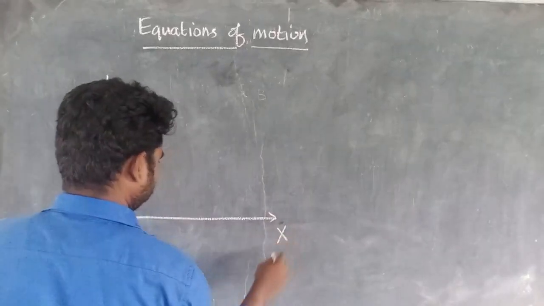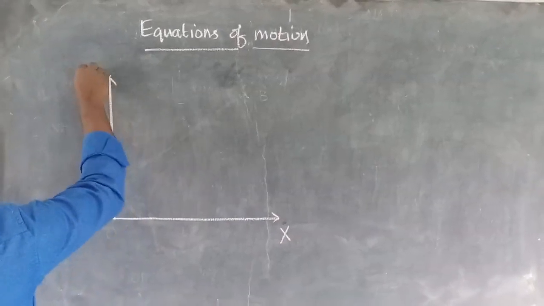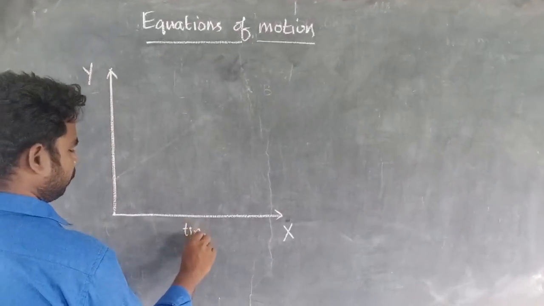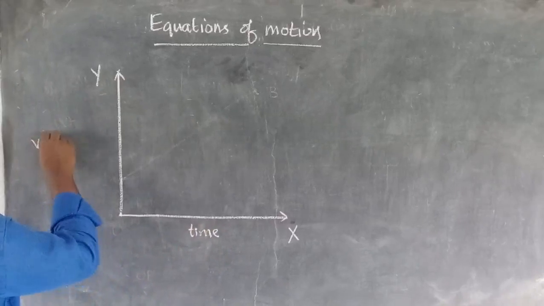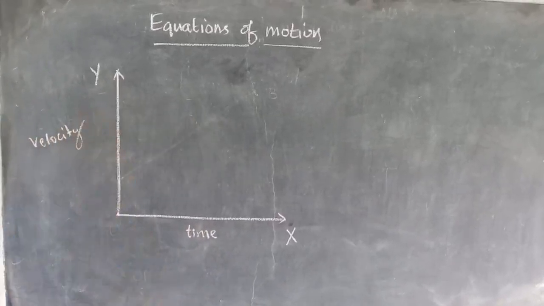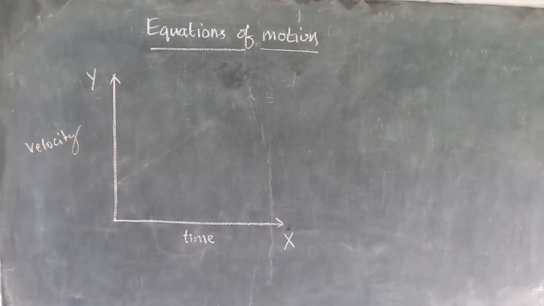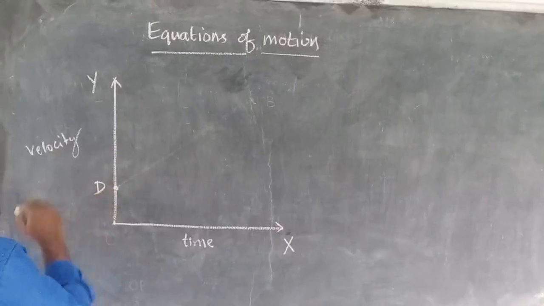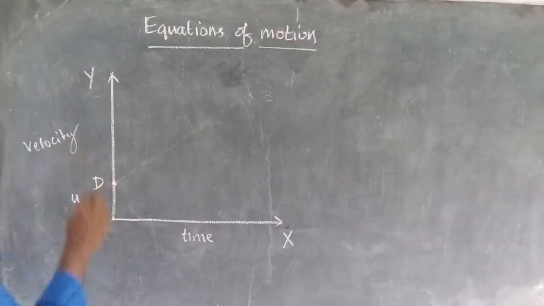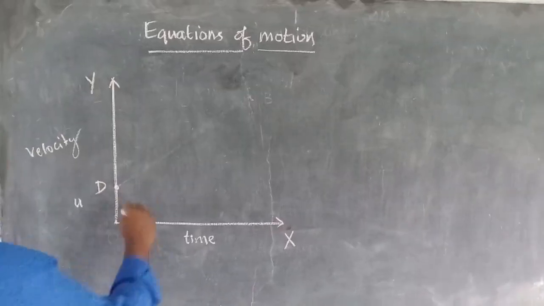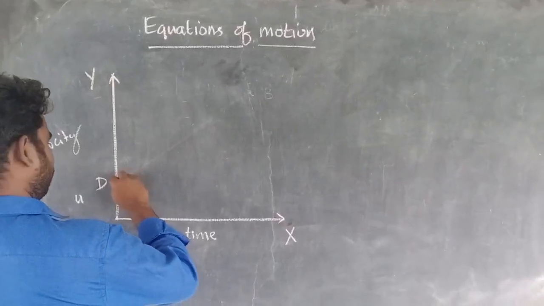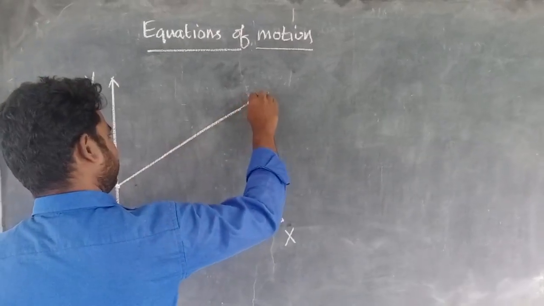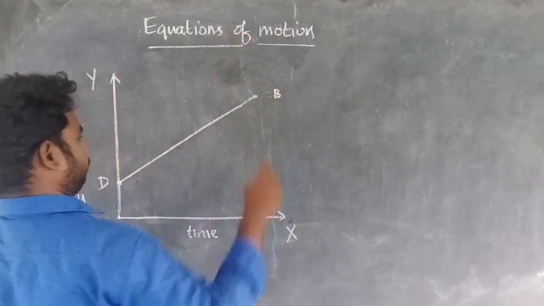You know that this is the x-axis and this is the y-axis. In this case we are going to take the time in x-axis and the velocity in y-axis. Okay, let us consider an object. It starts moving from the point D with the initial velocity u. The velocity of the object is increasing like this, and after some time it reaches the point B.